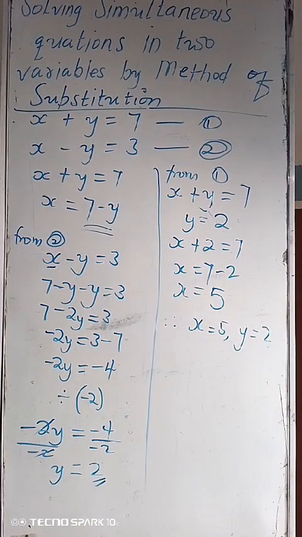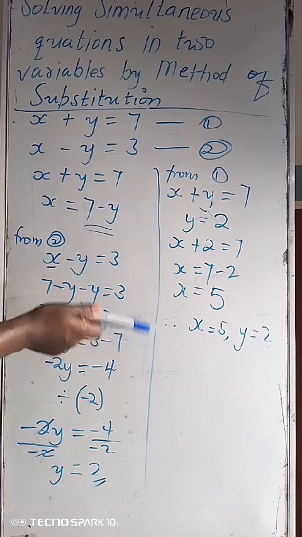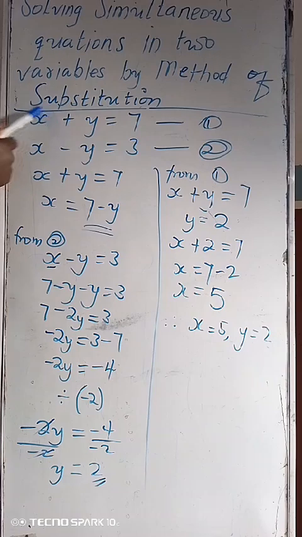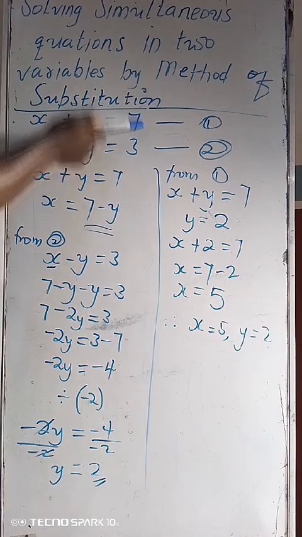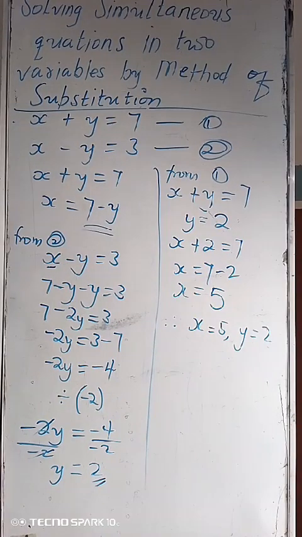So before we finally write the solution set, let's do the substitution and see if we have done a good job. Now that we know our x and y, my x is 5, my y is 2. So 5 plus 2 gives me 7. Yes, it has worked for equation 1. Now let's look at equation 2. My x is 5, my y is 2. So 5 minus 2 will give me 3. Perfect. So it means that we have done a good job.